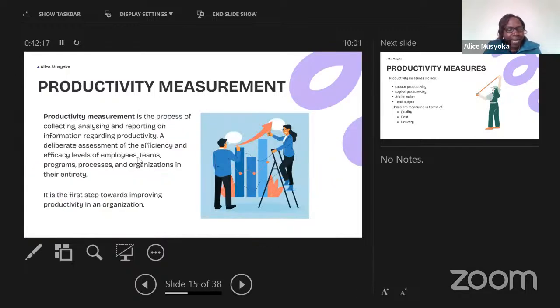Then we come to the measurement itself, because we have said after we have created awareness, we come to productivity measurement. Productivity measurement is the process of collecting, analyzing, and reporting on information regarding productivity. It is a deliberate assessment of the efficiency and efficacy levels of employees, teams, programs, processes, and organizations in their entirety. It is the first step towards improving productivity in an organization that we have seen.